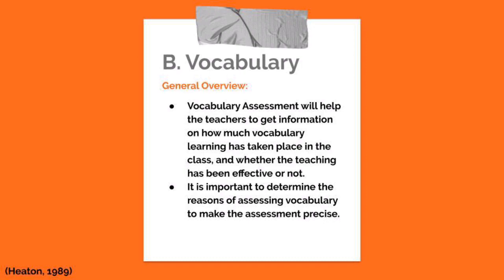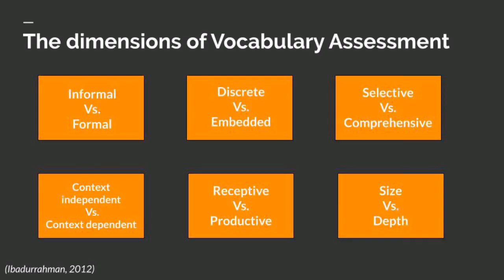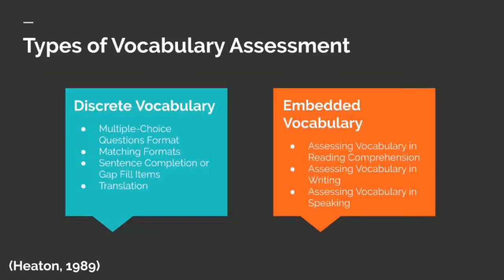Now you can see the dimensions of vocabulary assessment. Basically there are 6 boxes, and these are the boxes that we often know as the dimensions of vocabulary, or we may call it the classification of the vocabulary assessment that we often get. The next one is about the types of vocabulary assessment. Today we will discuss 2 types of vocabulary assessments. The left one is the discrete vocabulary, and the right one is the embedded vocabulary.